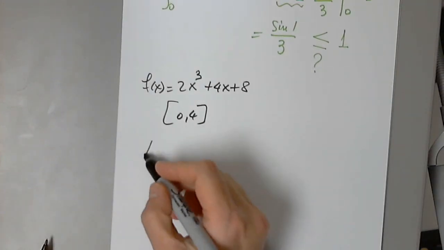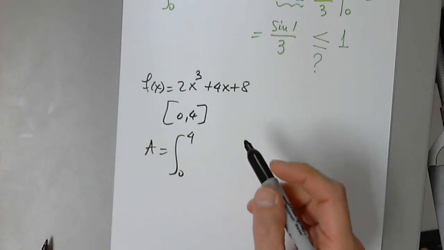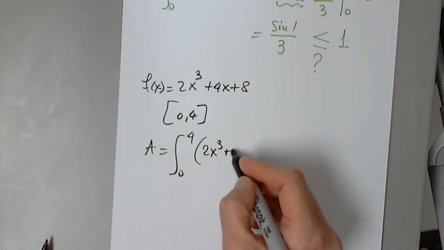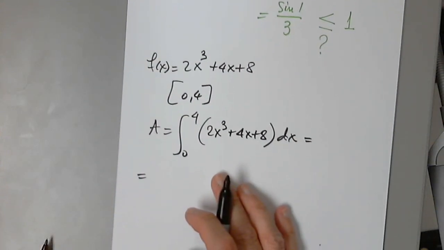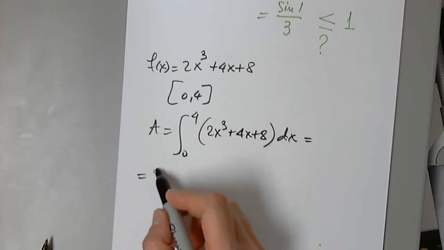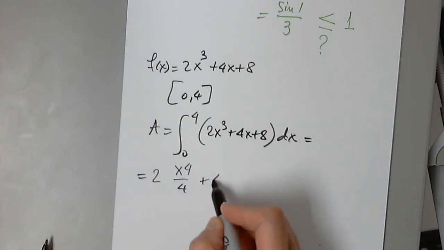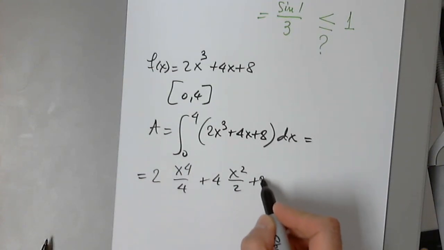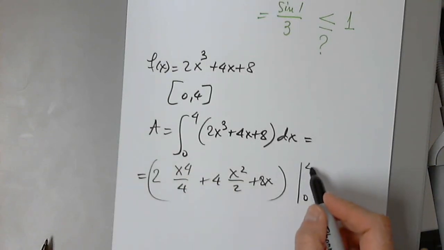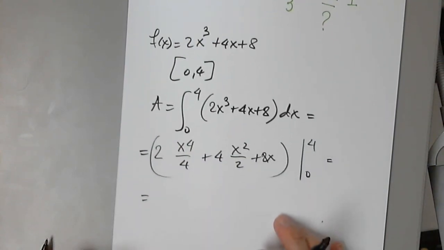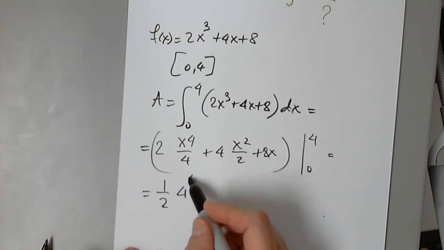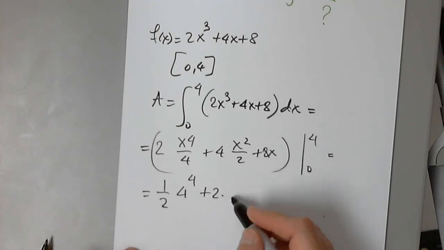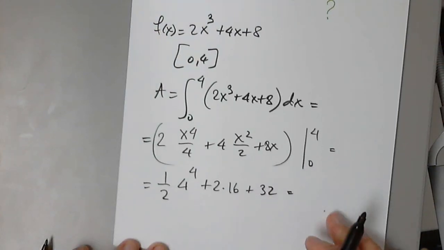So I'll say the area is the integral from 0 to 4 of 2x cubed plus 4x plus 8 dx. I will do that immediately. 2x to the 4th over 4 plus 4x squared over 2 plus 8x from 0 to 4. Luckily, I only have to plug in 4. So I have 1/2 times 4 to the 4th plus 2 times 16 plus 32. Whatever that number is.